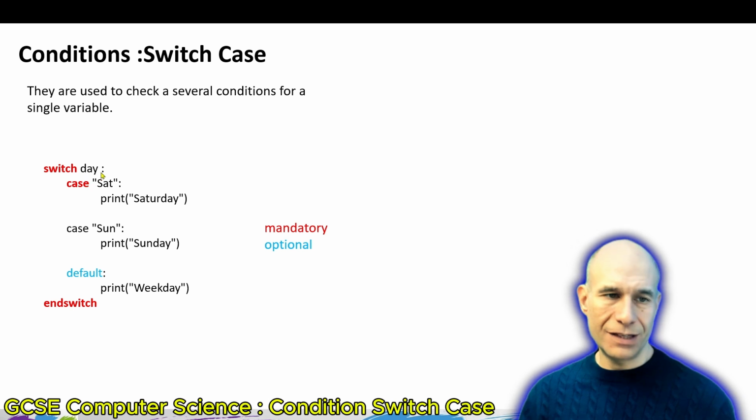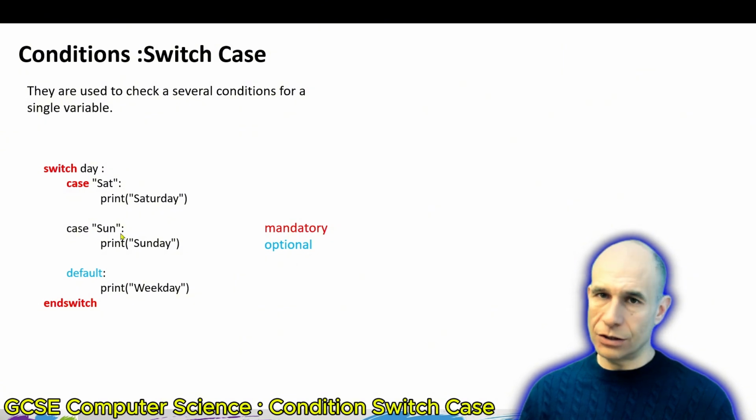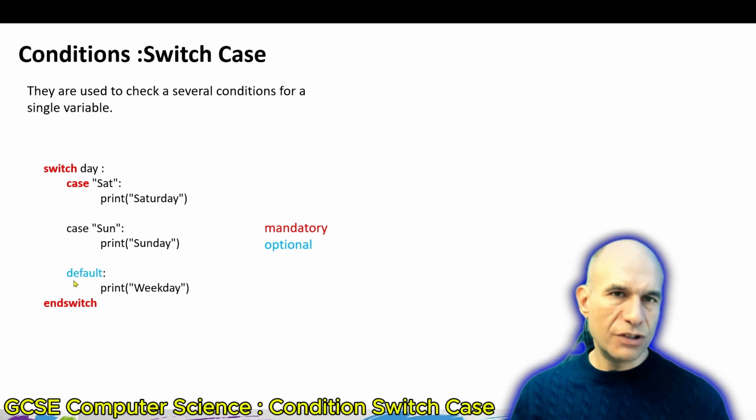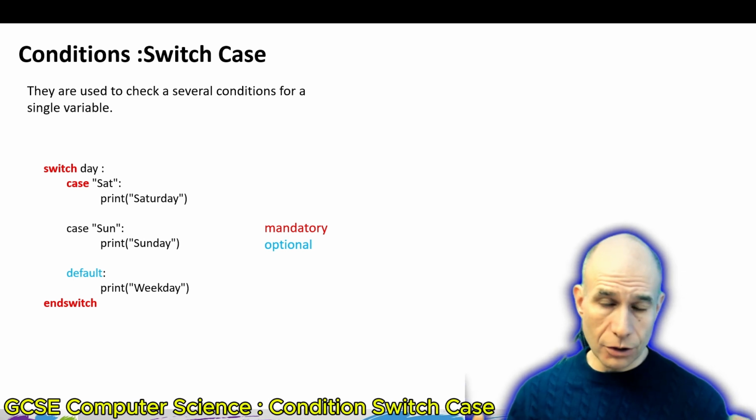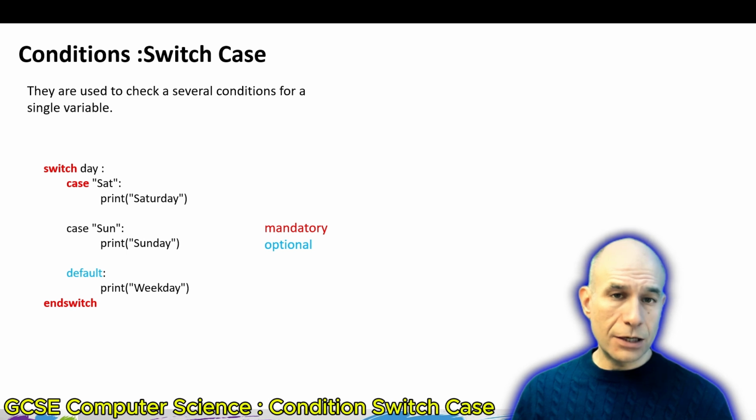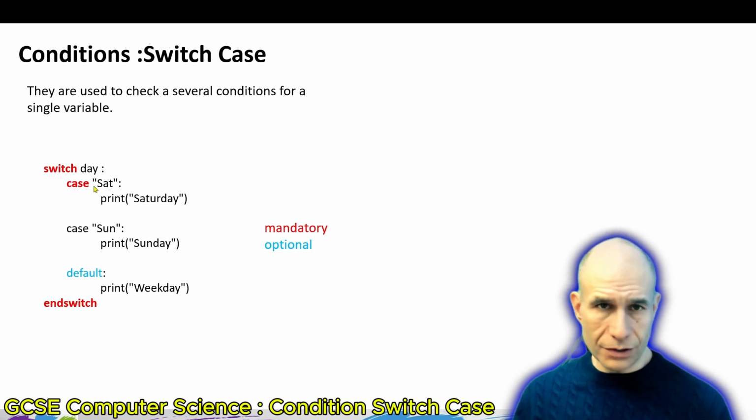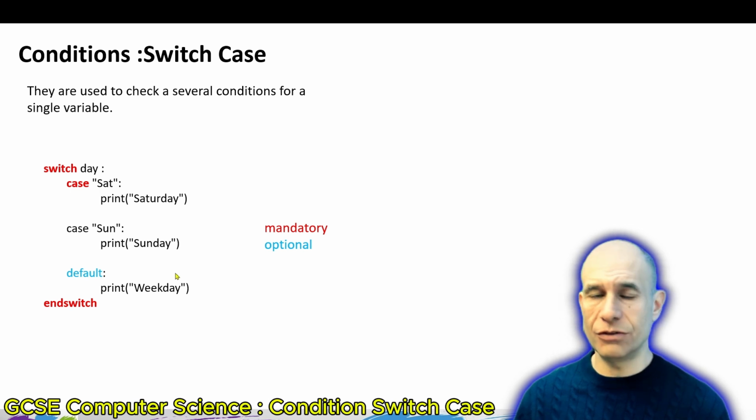For example, if the day is sat, then it will print Saturday. If the day is sun, then it will print Sunday. And also we have something called default. It's an optional case: if none of these is matched, this is not Sunday, this is not Monday, by default it will print weekday.